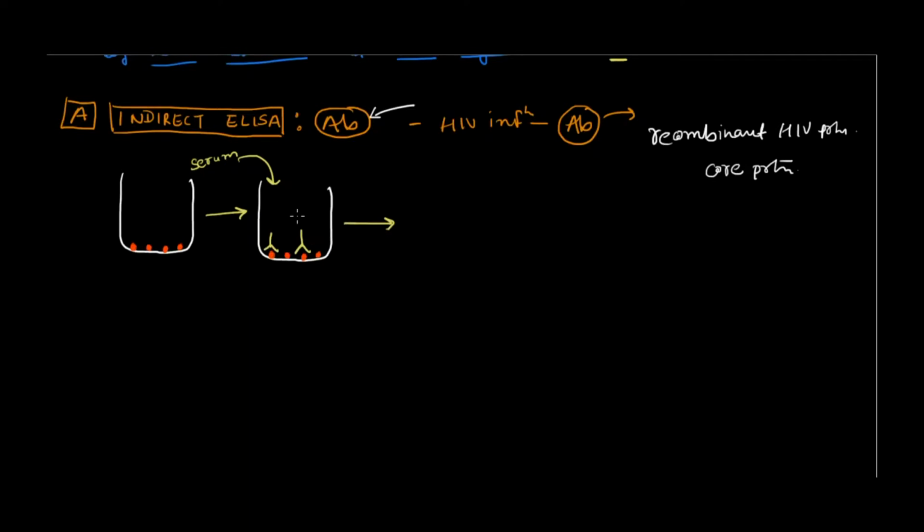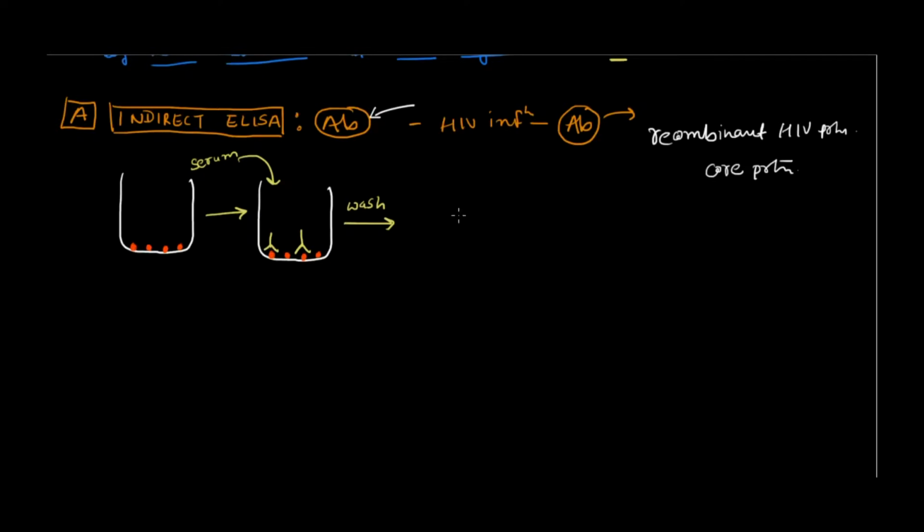My next concern is, how can I detect this? Whether it is present or not, how am I going to see that? Now every step that we are going to do, there will be a wash step in between. That's because we want to remove any unbound material in between the steps. So there will be a wash step every time that we add something.